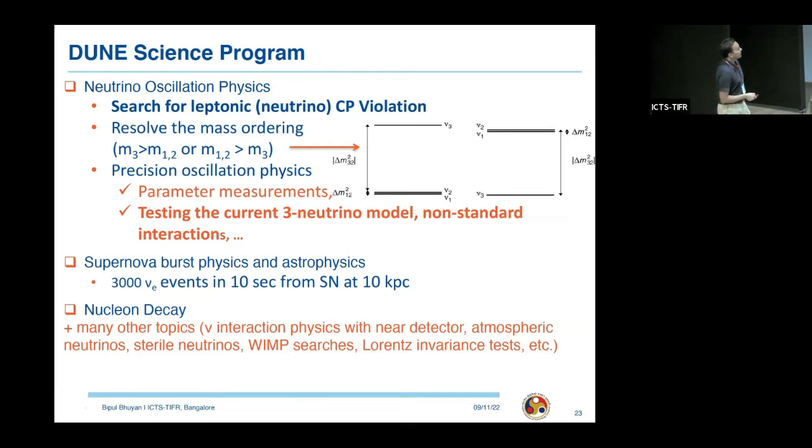I need to highlight the fact that, just because the detector is going to be very sensitive to the electron type of neutrino, we should be able to look at the supernova burst as well and do a lot of astrophysics. For example, we should be able to detect about 3,000 nu E events in about 10 seconds from a supernova at 10 kpc. So that's how the sensitivity of the detector is going to be. And then, of course, there are a lot of other nucleon decays and many other basic physics that can be done, including many systematic or cross-section measurements that can be done with the near detector facility that we are going to build.